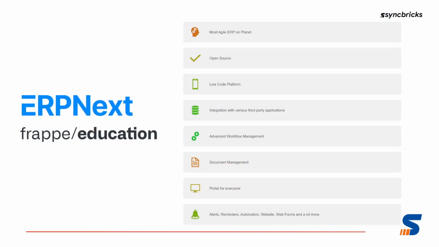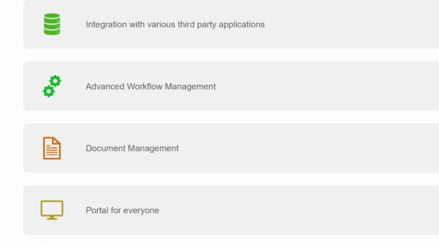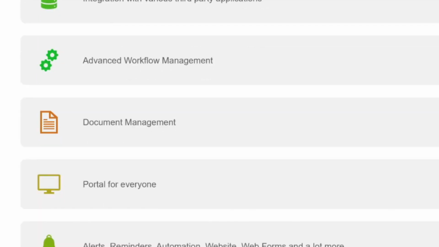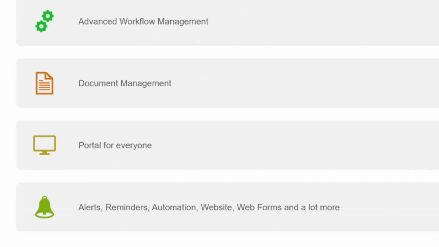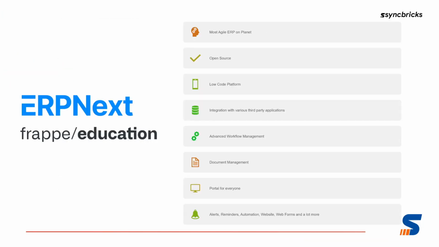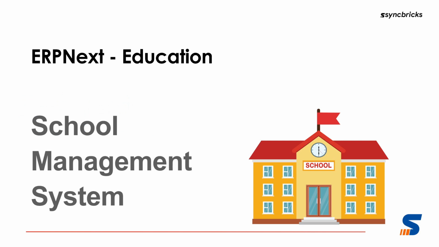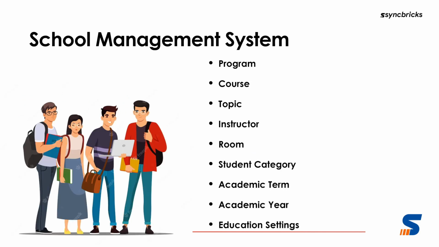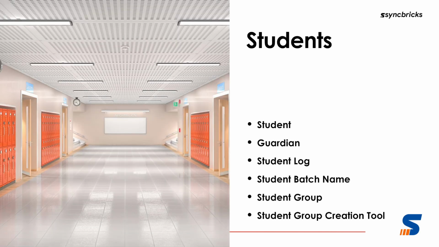ERPNext is one of the most agile ERPs on the planet today. It is an open source low code platform and it helps to integrate with various other third party applications. It has advanced workflow management, document management, and it has a portal for everyone. You can also see alerts, reminders, automation, website, web forms. There are tons of features available in ERPNext. School management system is one of the core features of the education domain in ERPNext. It covers program, courses, topics, instructors, room, student category, term, year, and various education related settings.